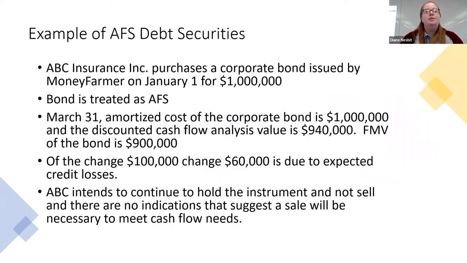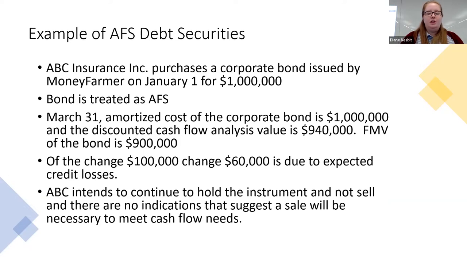So our example, ABC Insurance purchases a corporate bond issued by Money Farmer on January 1st for $1 million. They've classified it as available for sale. So we're looking now at the end of the first quarter as of March 31st. The amortized cost, or the current carrying value of that bond, is still $1 million. The fair value is $900,000, and the discounted cash flow comes back. The value would be $940,000.